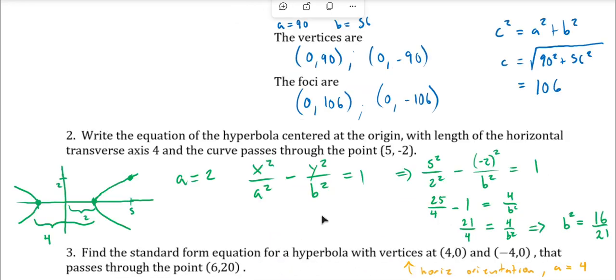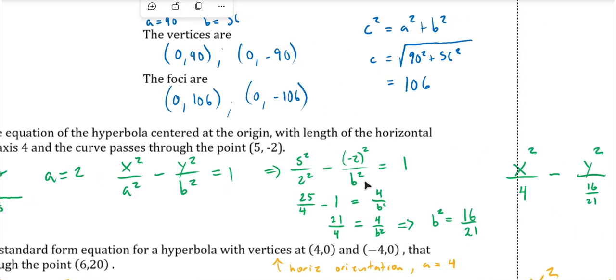Question number 2 asks us to write the equation of a hyperbola that's centered at the origin, where the length of the transverse axis is 4 and the curve passes through a certain point. If the transverse axis has length 4, then a is 2. And if this is horizontally oriented, then that term will be positive and we'll get the a.